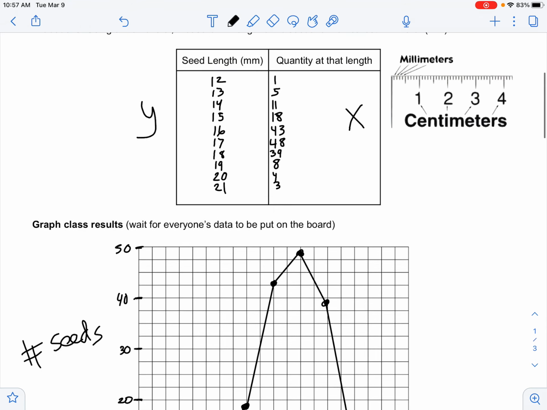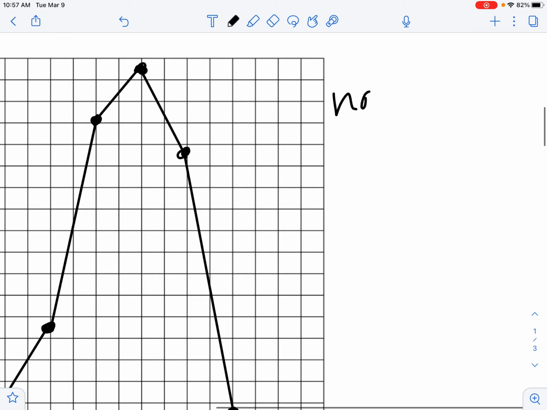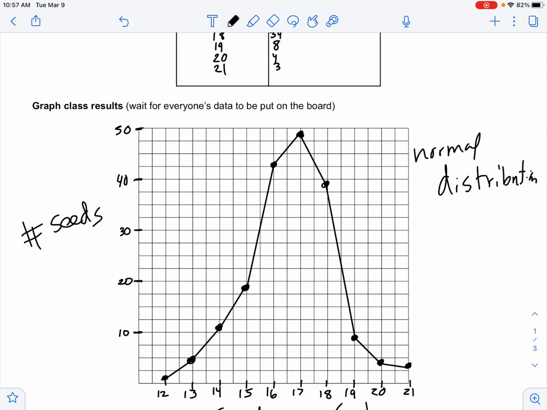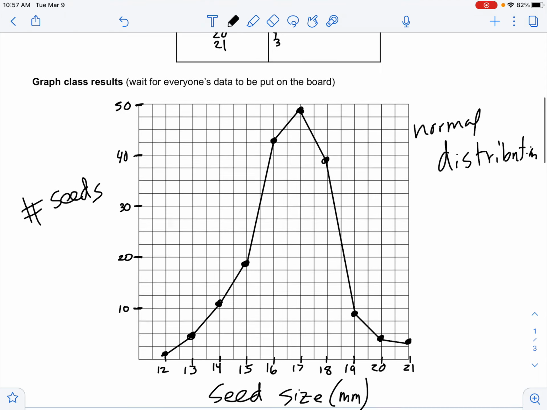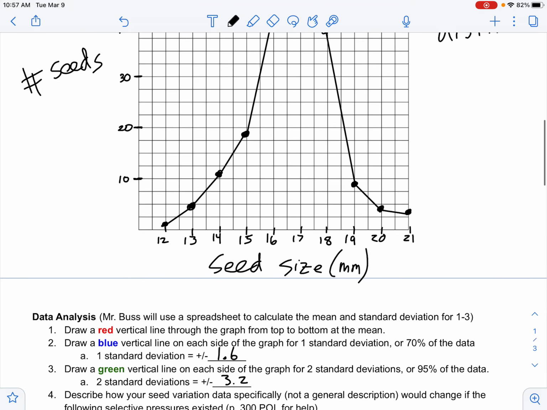And the quantity at that length, that's going to be your x-axis. And then here's my data. So you're going to build your own, of course, but here's the one that I built. And it is what I would call a normal distribution curve. Also called a bell curve, kind of shaped like a bell, I guess. And we will have to take a look at this with the data analysis.